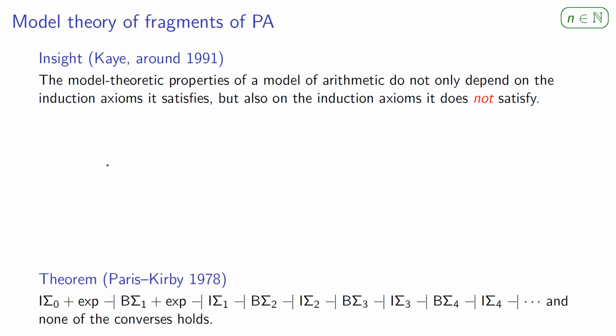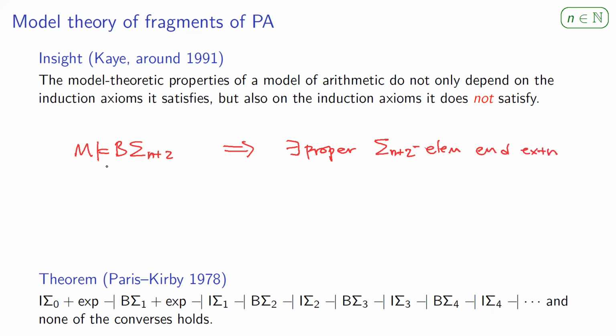For example, traditionally, there are results which say that if you have a model of, say, B sigma n plus 2, if you have this amount of induction, then we know that there is a proper sigma n plus 2 elementary end extension, assuming that your model is countable. So if you have more induction, then you have a more elementary extension, so you have nicer model theoretic properties. If you have B sigma 10, then you have a sigma 10 elementary end extension. B sigma 12, then you have a sigma 12 elementary end extension.